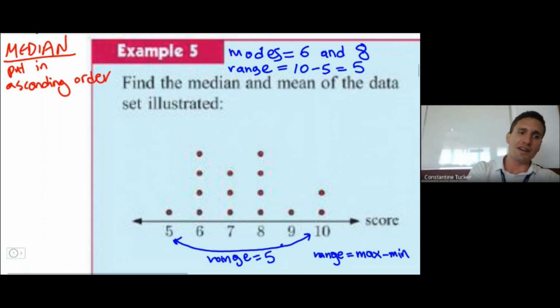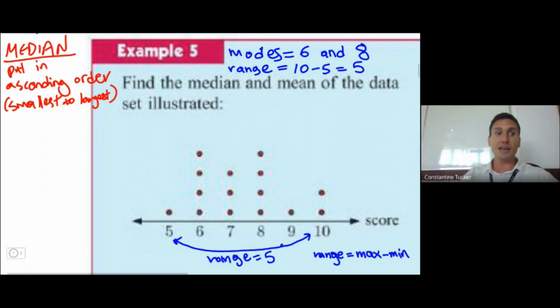Excellent. Going up, smallest to largest. So we put them in this order. Let's see how we can write this dot plot from smallest to largest as a list. What would be the first number if we write them down as a list? The first number is 5.